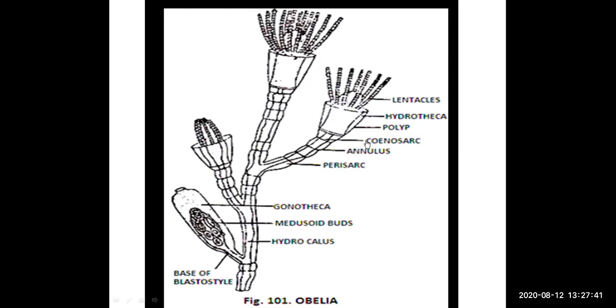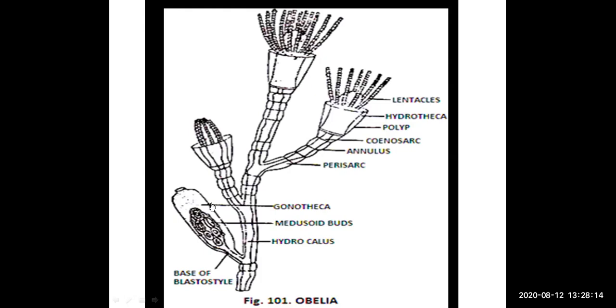The perisarc surrounding the hydranth dilates and forms a loose vase-shaped protective structure called the hydrotheca. At the base of the polyp, the hydrotheca produces a ring-like structure.